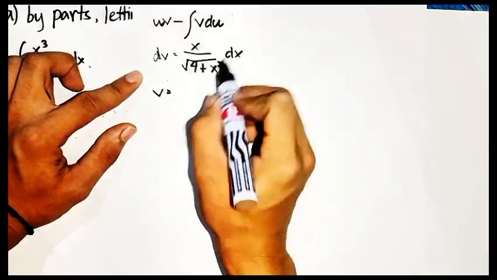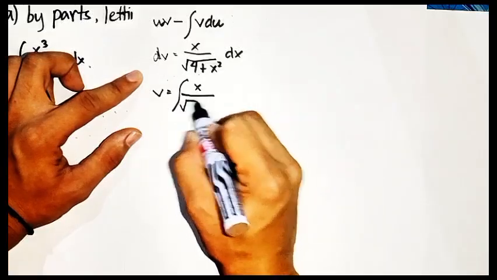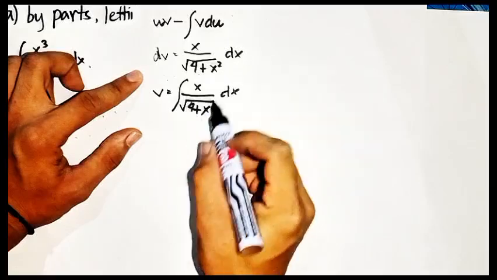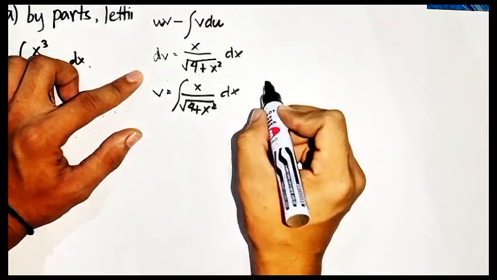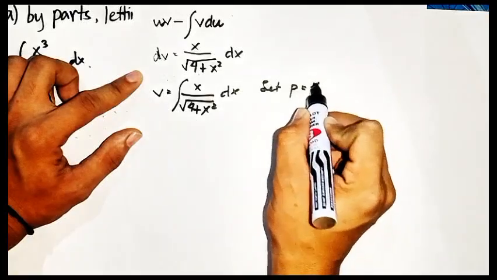So let's integrate this equation to get v. So v is equal to the integral of x over the square root of 4 plus x squared dx. Now, to integrate this, we're going to let p be equal to 4 plus x squared.